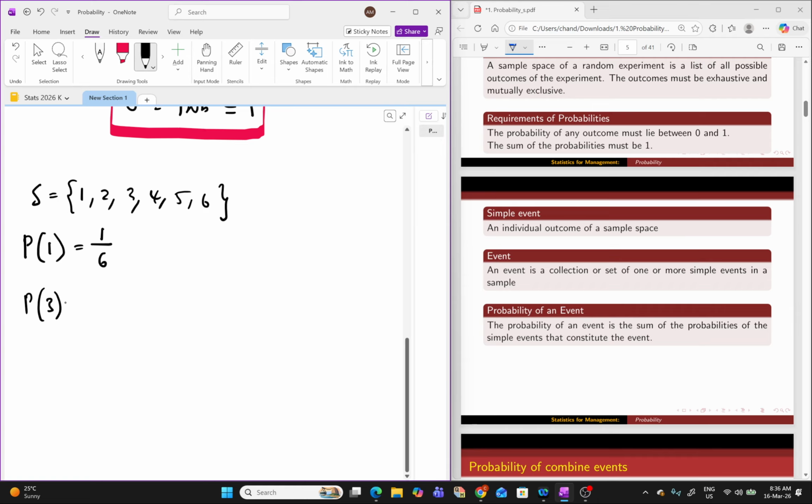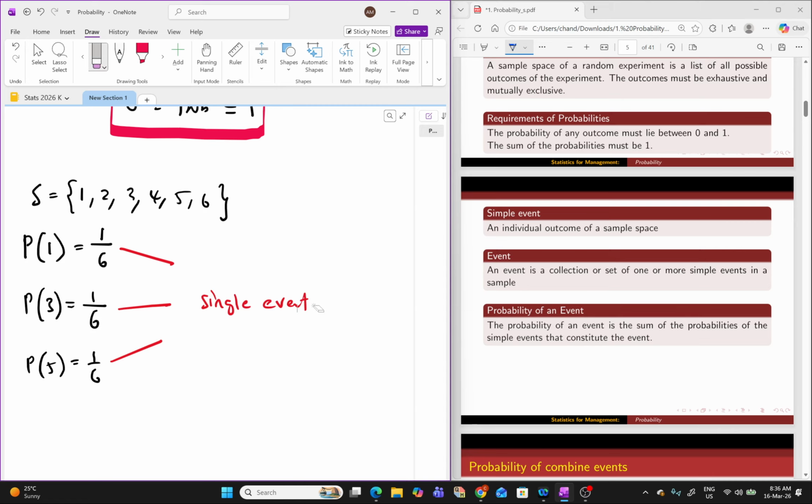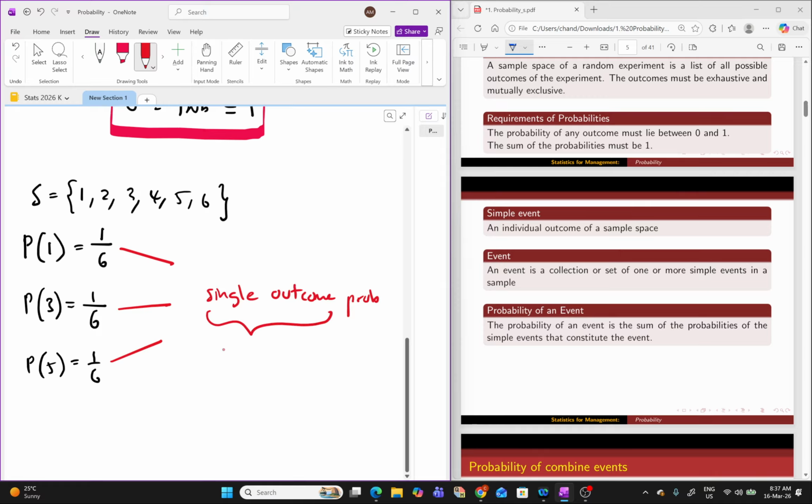What is the probability of getting 3? How many 3s are there? 1. How many outcomes altogether? 6. 5 is also the same. So each of them is known as a single outcome. Sorry, it's not single event. All these are single outcome probabilities, since 1, 3 and 5 are each one single outcome. We denote this as a simple event.